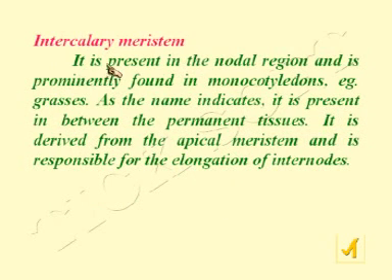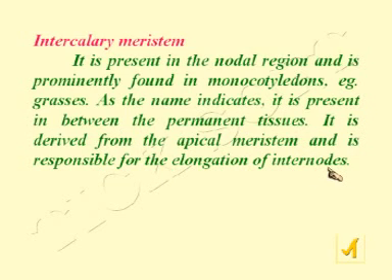Intercalary meristem. This is the second type of meristem. It is present in the nodal region and is prominently found in monocotyledons, for example grasses. As the name indicates, it is present in between the permanent tissues. It is derived from the apical meristem and is responsible for the elongation of internodes.